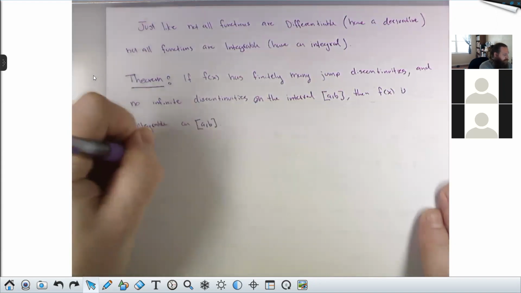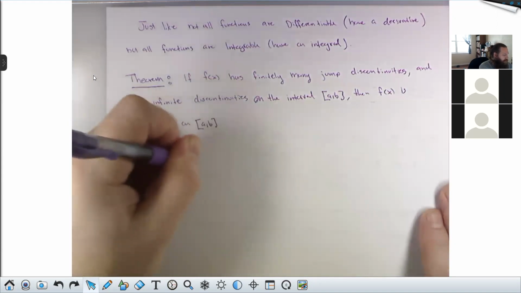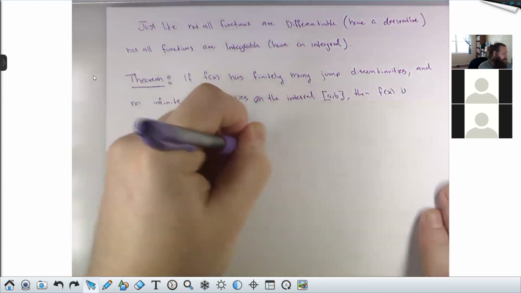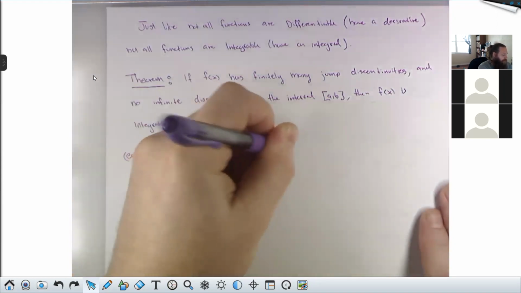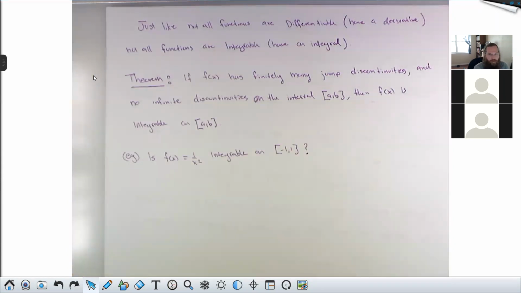So I could ask, is f of x equal 1 over x squared integrable on the interval -1 to 1? What do you guys think? Does anybody have an idea or an opinion here? Let me help you out.